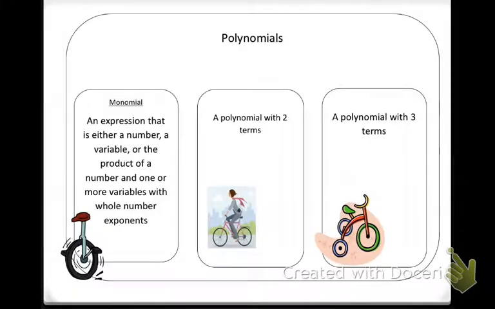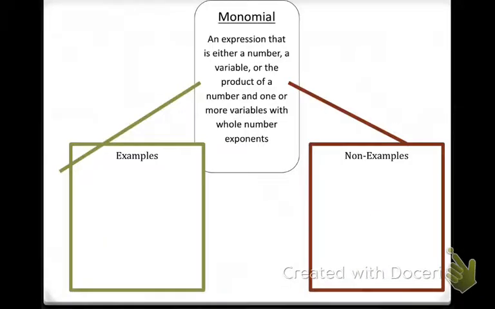In order to understand what a polynomial is, let's first talk about a monomial. Polynomial is a general category, and a monomial is a specific type of polynomial. A monomial is an expression that's either a number, a variable, or a product of a number and one or more variables. The exponents must be whole numbers.